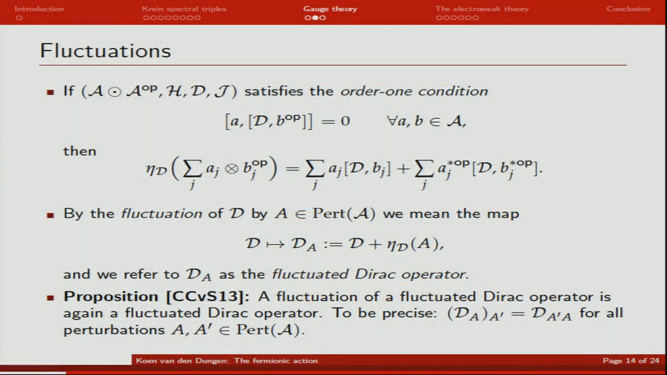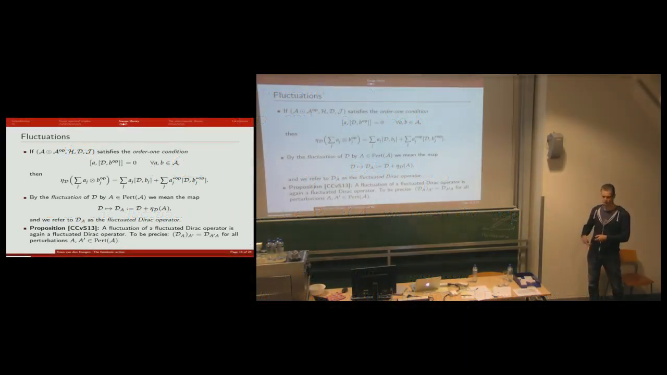And this is a nice result where really the semigroup property comes into play. So if you do two fluctuations one after the other, then you get a fluctuation which corresponds to the semigroup multiplication in the semigroup. All right.